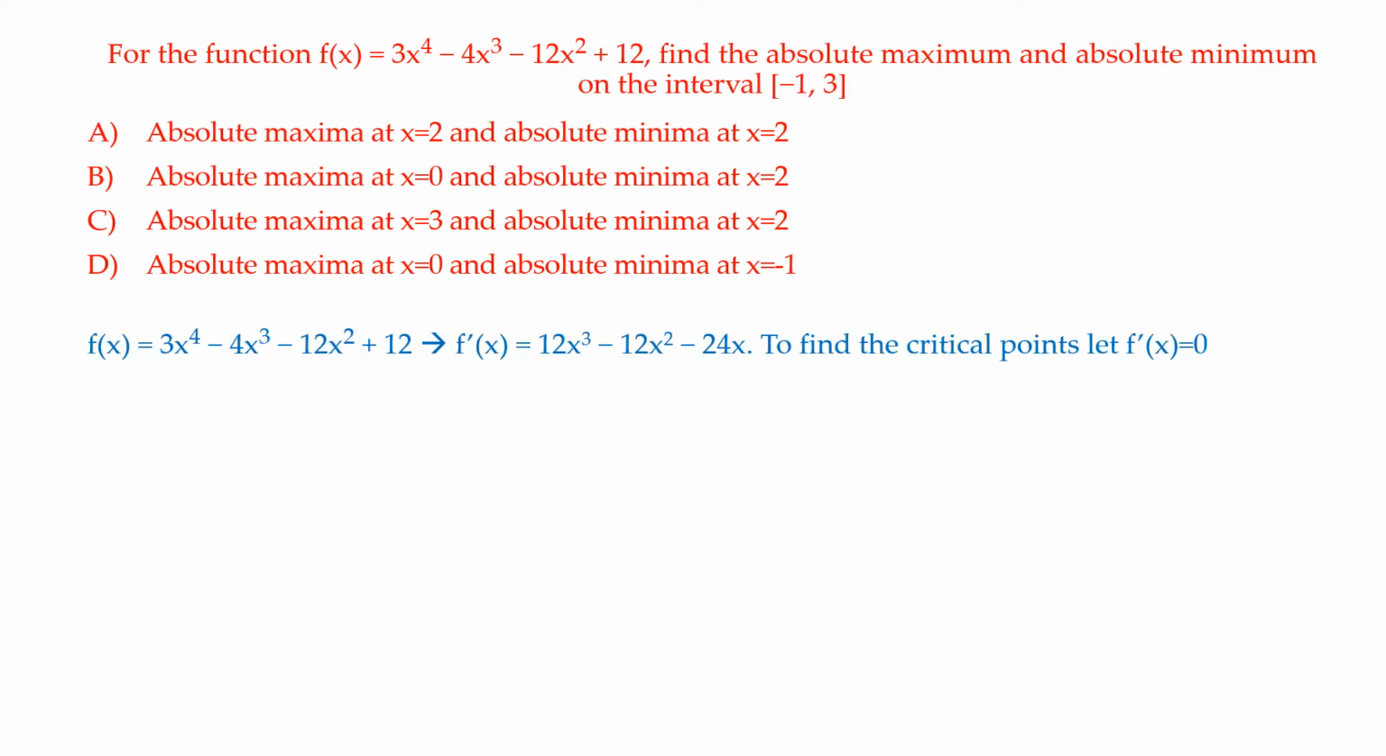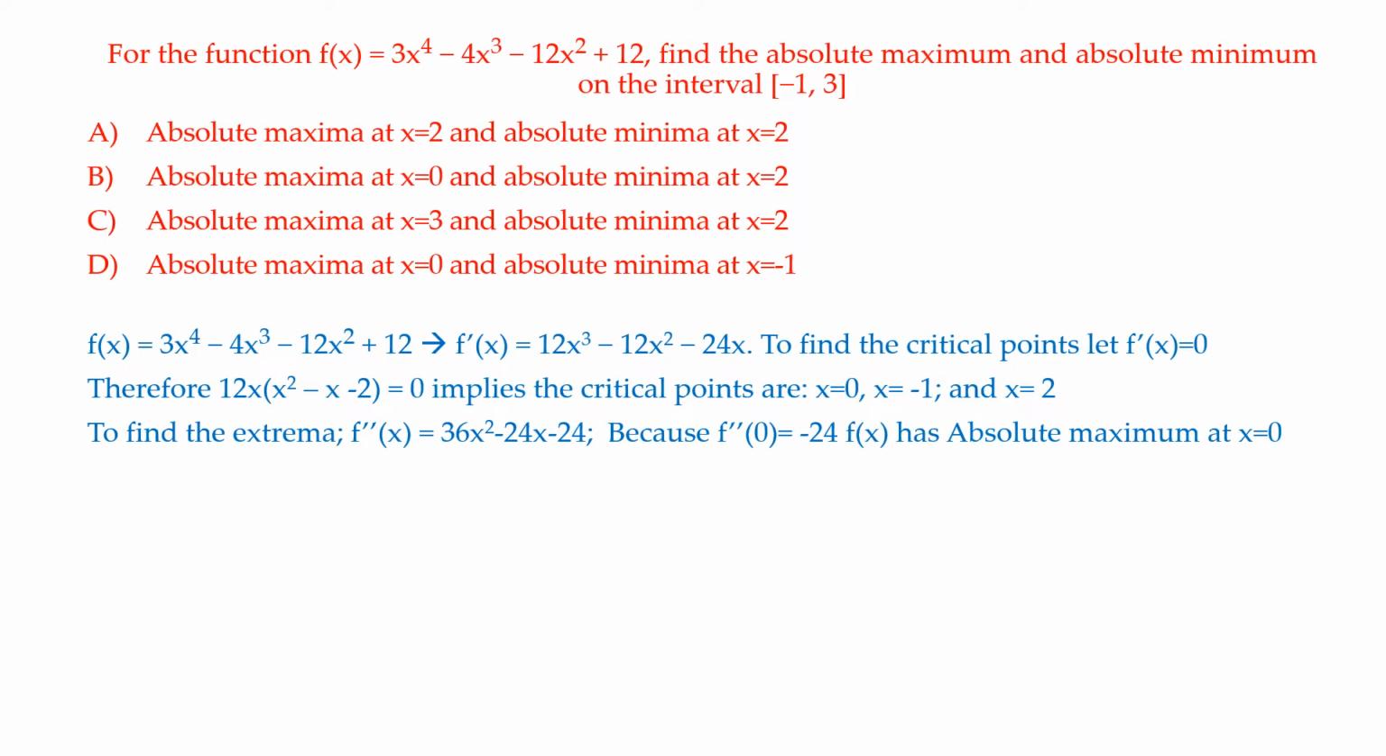Here is f of x and here is the derivative of f of x. Then to find the critical points we have to equate the derivative to 0. So 12x, we take it as a factor, and we will be left with x squared minus x minus 2 equal to 0, and this implies that there are 3 critical points: x equal to 0, x equal to -1, and x equal to 2.